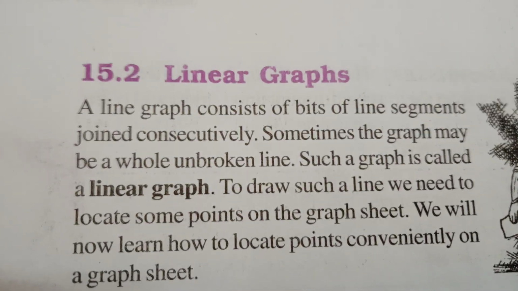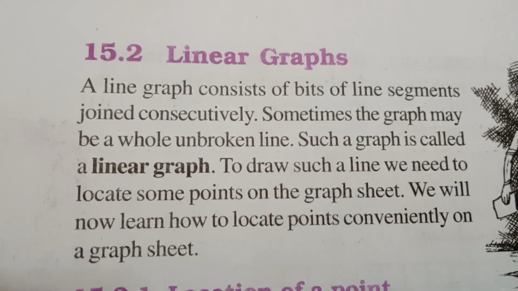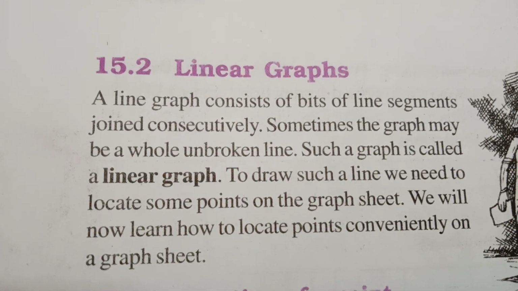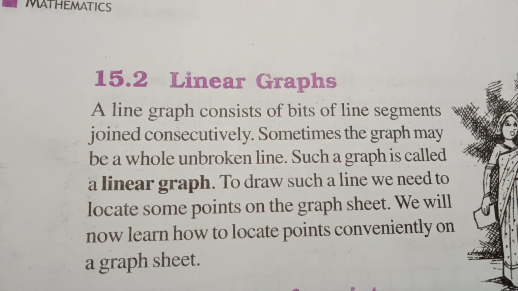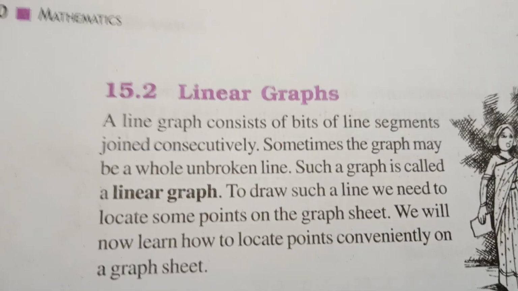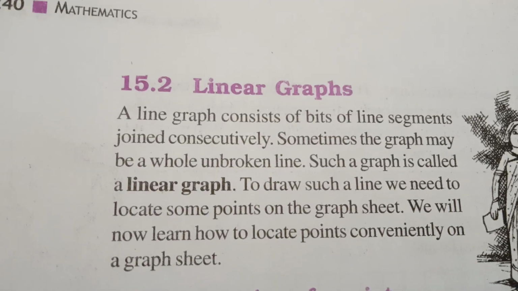Now, linear graphs. A line graph consists of bits of line segments joined consecutively. Sometimes the graph may be a whole unbroken line. Such a graph is called a linear graph.